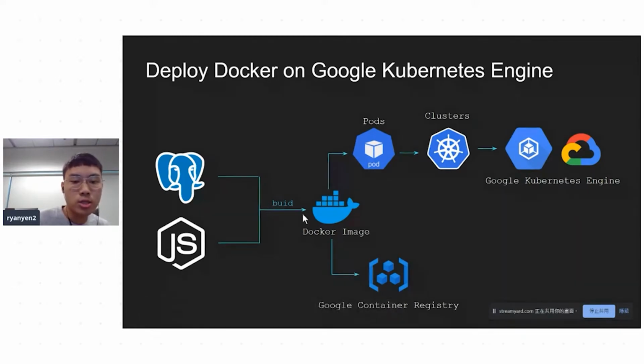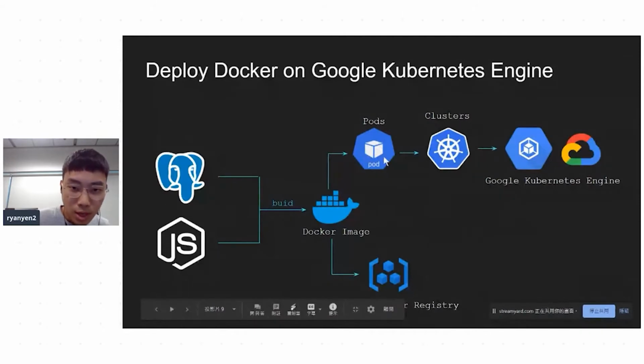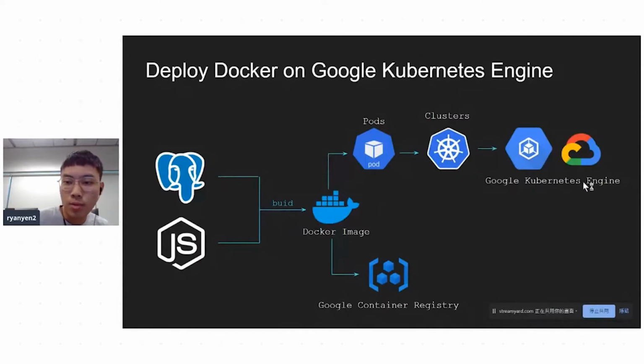We want to build a Docker image, like 2 Docker images, and we will store them in the Google Container Registry, which is also a feature of Google GCP. After we store it, we will build a pod inside the cluster, inside the Google Kubernetes Engine. So we don't really build a pod and build a cluster and build Google Kubernetes Engine. We'll build a pod, and we will store it inside a cluster, inside the Google Kubernetes Engine.